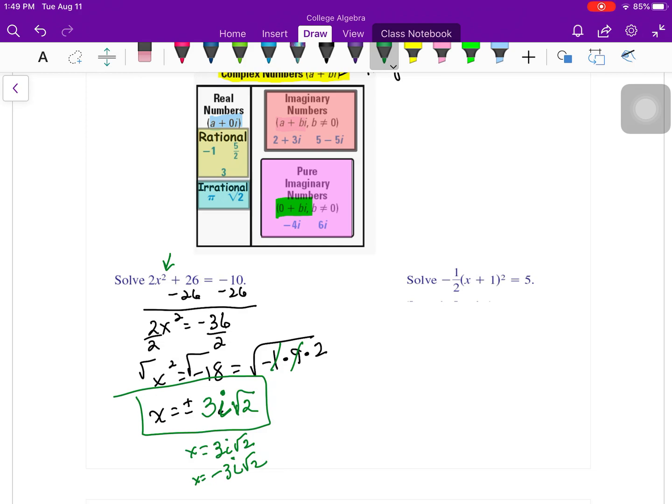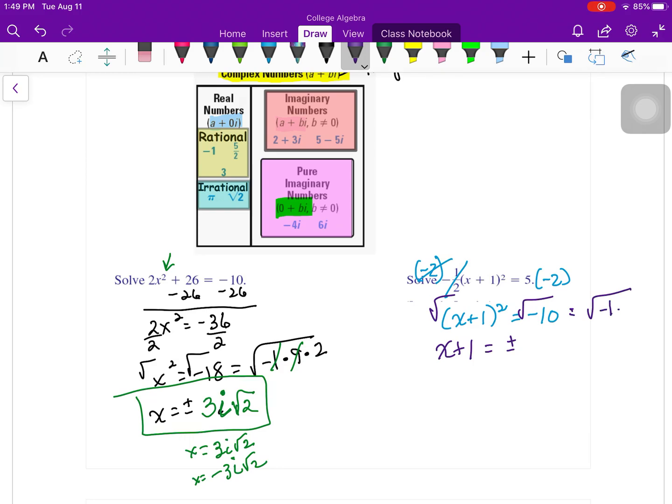Okay, let's solve this next one. Negative 1/2 times the quantity x plus 1 squared equals 5. I'm going to multiply both sides by a negative 2. x plus 1 squared equals negative 10. Going to square root. x plus 1 equals plus or minus, because I put that square root on, and this comes out to be a negative 1 times 10. So negative 1 square rooted is i, square root 10.